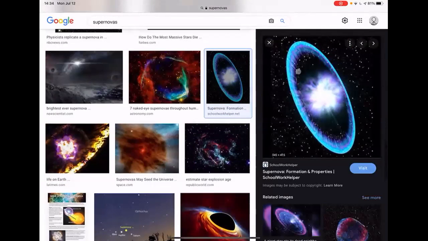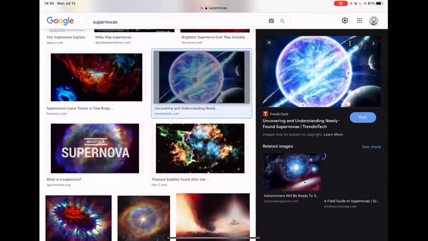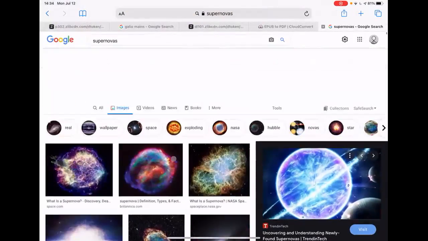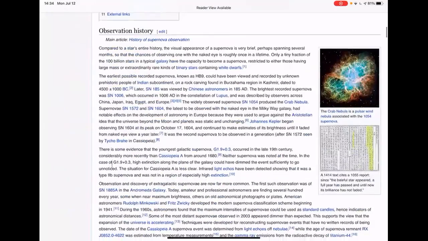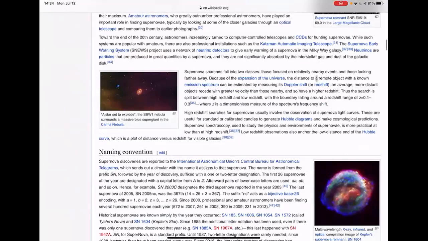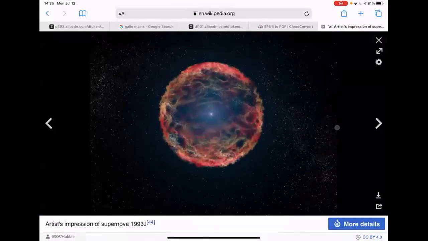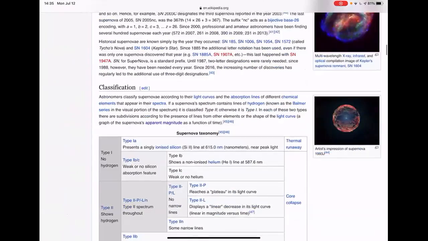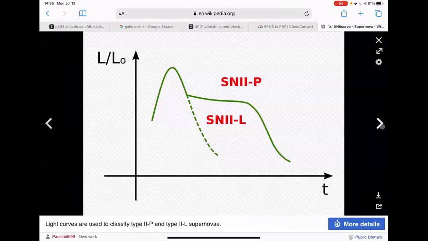Like look, this is so fake. This looks like the animation of the Death Star exploding. These are all really fake. Or like this, very fake. Let's see if we can find some better ones. There's the Crab Nebula. See that it says artist's impression? Look how perfect the supernova is. There's no way a supernova could ever look this perfect. That's why it's an artist's impression, not real.